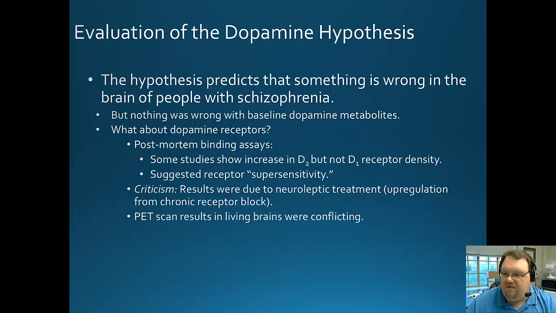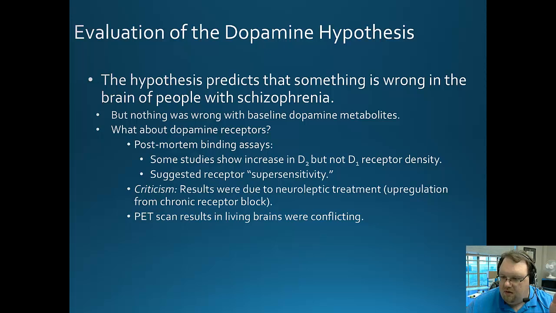So with this, the hypothesis predicts that there's something wrong in the brain of individuals with schizophrenia. But it's not baseline dopamine levels. So it must be something with the dopamine receptors. Again, it could be sensitivity.